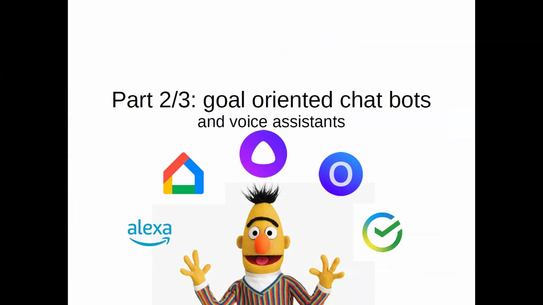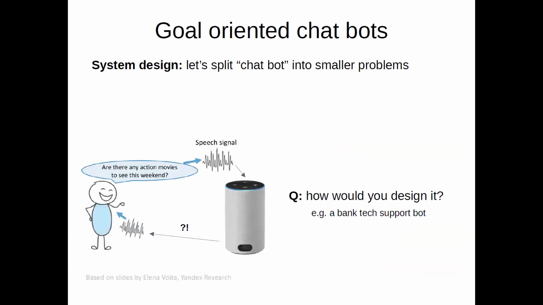Yeah, so the next step is to create goal-oriented chatbots and also polite chatbots. So let's look at this example. For example, you want to use Alexa and you want to ask about movies that you can, for example, watch this weekend. So how do you think we could implement this dialogue system?